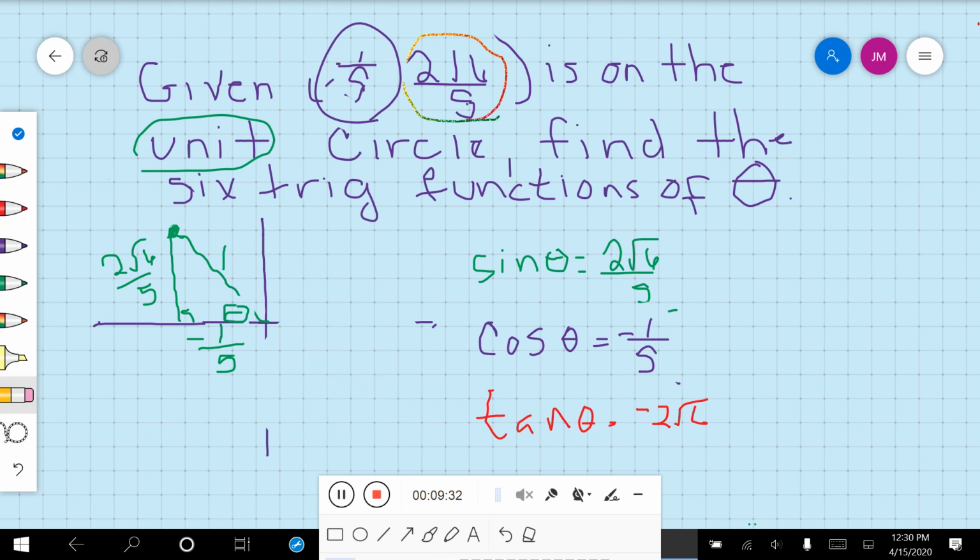Sorry, I was about to try to do better. Okay, so now we need the other trig functions. The next thing we want is cosecant of theta. Now remember, the cosecant of theta is simply the reciprocal of the sine. So all you have to do is reciprocate the sine. So it's 5 over 2 root 6. If I rationalize that, I get 5 root 6 over 12.